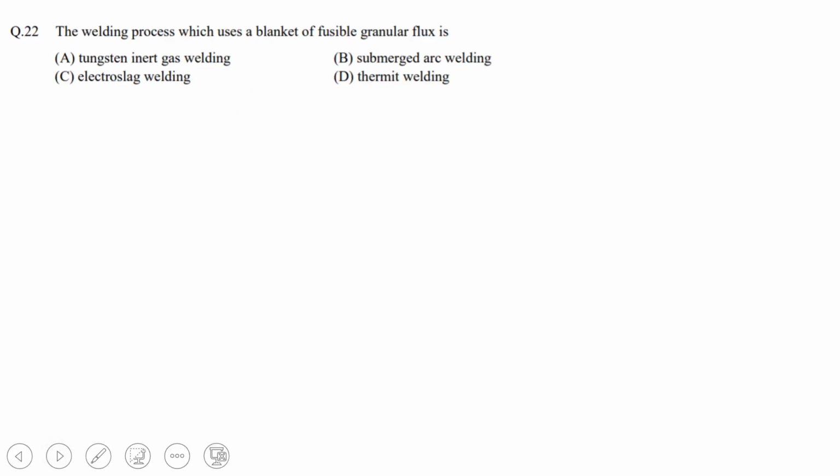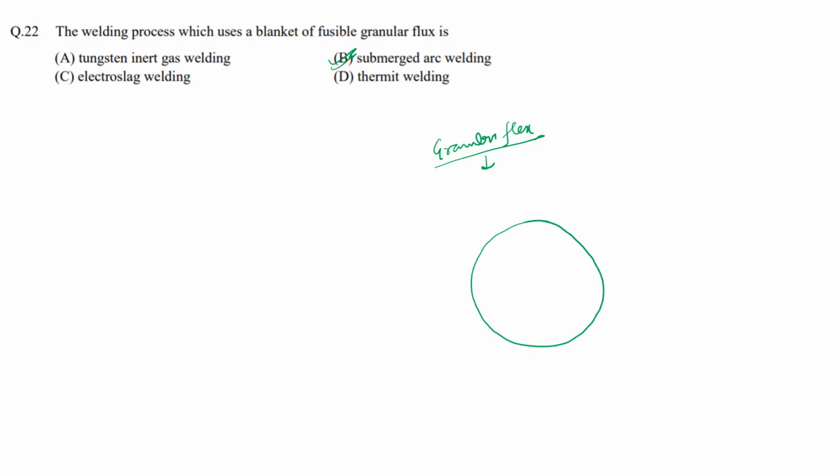The welding process which uses a blanket of fusible granular flux is... So here it is asking granular flux. So guys, we know this granular flux is used to cover the arc, right? And this covering of the arc takes place using submerged arc welding. Now if you know about submerged arc welding, then suppose we are doing the welding on a circular piece.